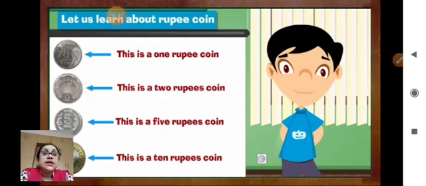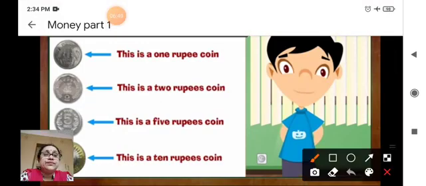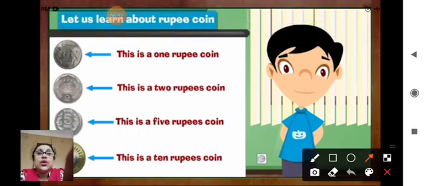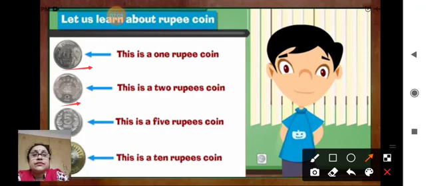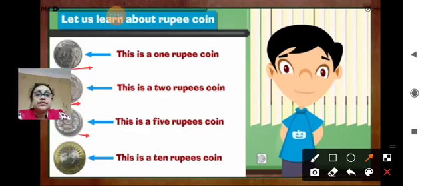Now let us learn about rupee coins. Now here you can see 1 rupee coin. So this is a 1 rupee coin. This is a 2 rupees coin. This is a 5 rupees coin. This is a 10 rupees coin.